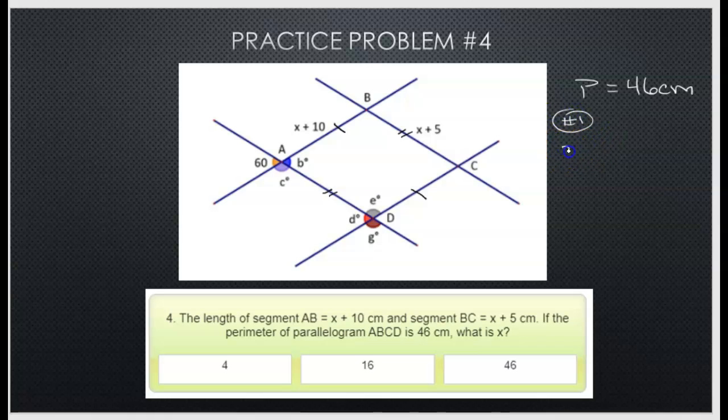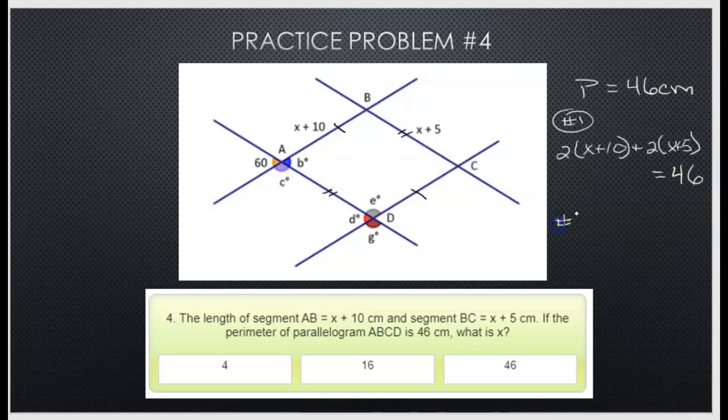I can say that I'm going to have two side lengths of x plus 10, and I'm going to have two side lengths of x plus 5. And I don't have room to write this, but all four of those added together are going to give me my perimeter of 46. So I could do it that way if I chose to.